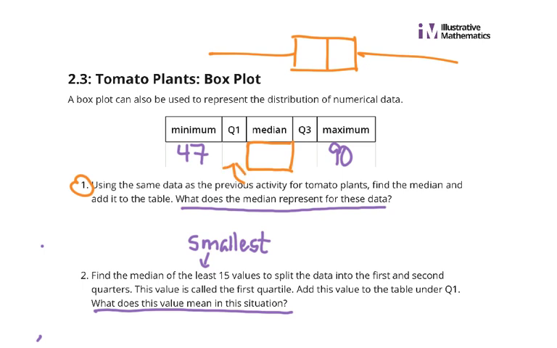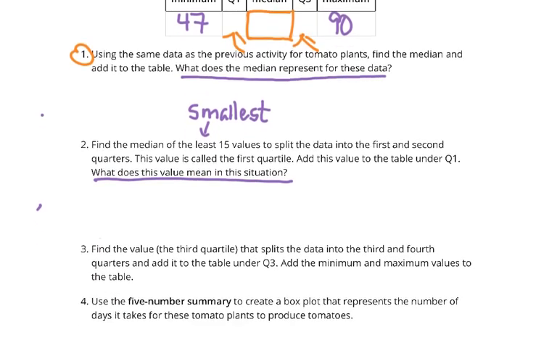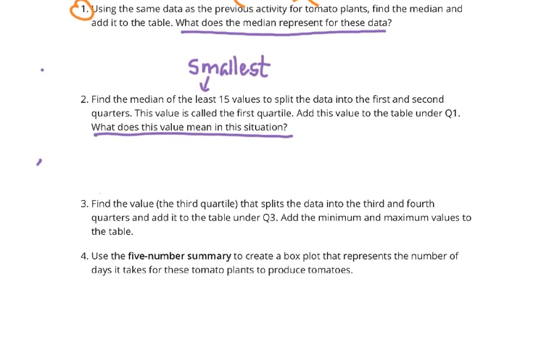You're going to do that for the last 15 numbers, and that's going to be Q3. In fact, right here, you're going to find Q1, which is the median of the lower 15. And then it asks you, what does this value mean? So I want you to think about it. Can you answer that question? Then you're going to find Q3. That's where you take the last 15 numbers, right? And from there, it says to add the minimum and maximum.